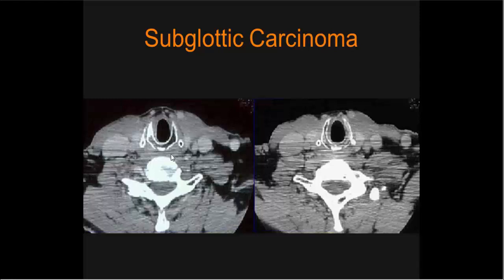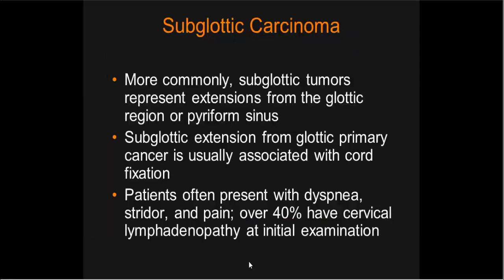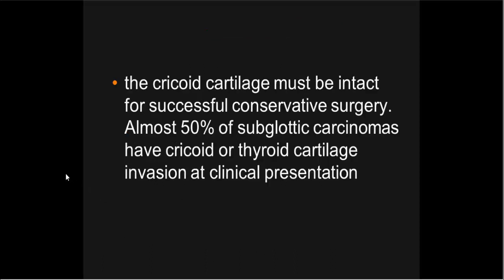Subglottic carcinoma, as we see, involving area below under surface of true vocal cord. Commonly subglottic tumors represent extension from glottic regions to piriform sinus. Subglottic extension from glottic primary cancer usually associated with true cord fixation. Patients often present with dyspnea, stridor, pain, over 40% have cervical lymphadenopathy at initial examination.